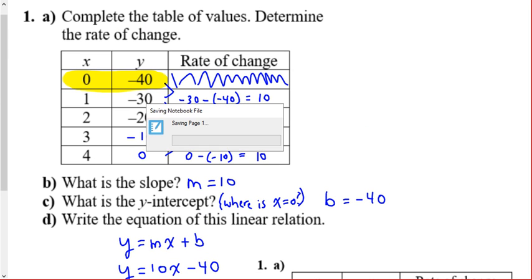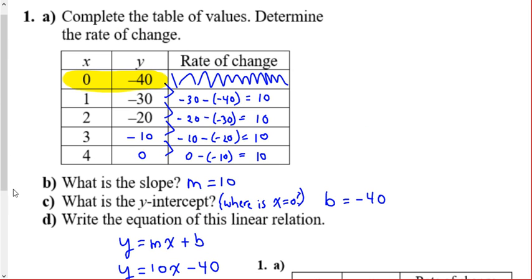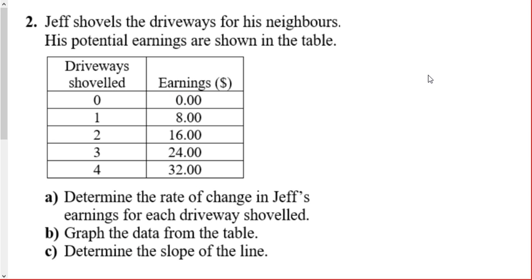Okay. Let's go on to our next one. We got a few of these. Here's our next one. Jeff shovels the driveway for his neighbors. His potential earnings are shown in the table. If he shovels 0 driveways, he makes $0. That makes sense. If he shovels 1 driveway, he makes $8. If he shovels 2, he makes $16. If he shovels 3, he makes $24. If he shovels 4, he makes $32. So we've got a couple of things we're going to try and solve here.